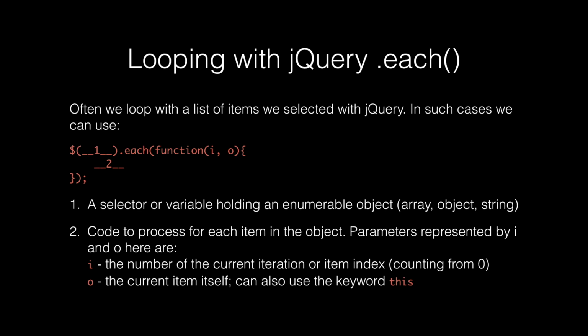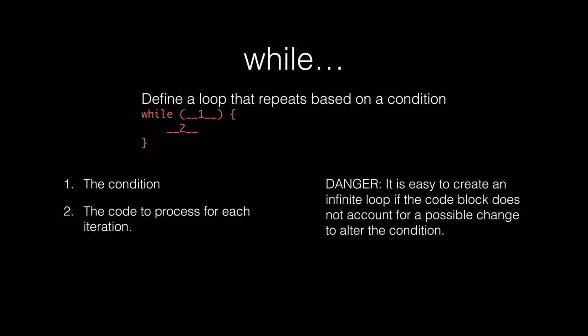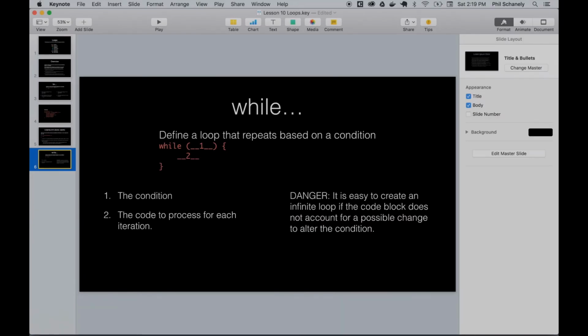Okay, so those aren't any magical variables. You could name those variables anything you'd like, but i and o are very common. So let's take a look at how that could work here.